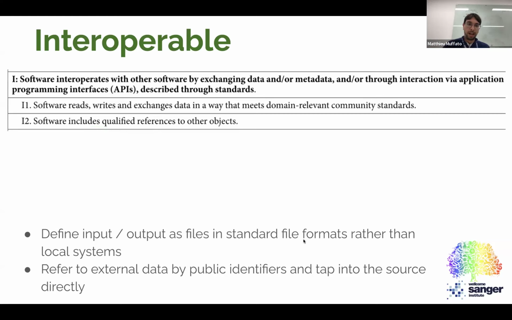Similarly, when we refer to external data, use public identifiers, like accession numbers, to make it clear what the data are and where they come from, and tap directly into the source, like ENA, if possible.